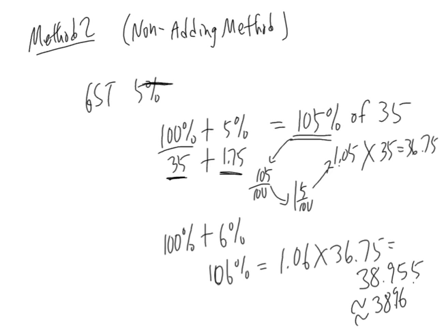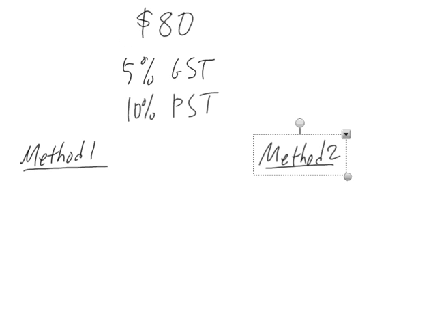Okay, while you were gone, or while I was gone, I made a new question up to practice. We have an $80 item, and we're going to have a 5% rate of GST and a 10% PST. And we're going to try and solve it both ways. So follow along if you don't know what to do.